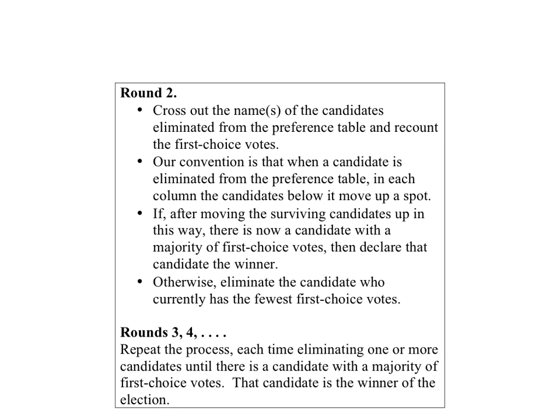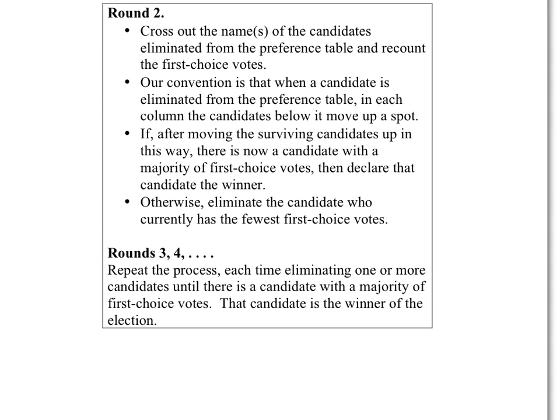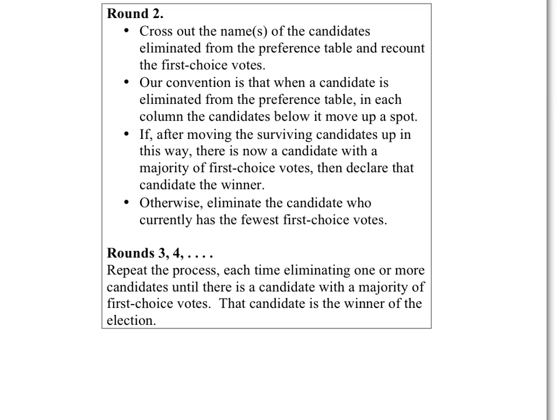But maybe there's still not a candidate with a majority of first choice votes at that stage. If you have a large number of candidates, then this could go on for a while. Right? So if there's no candidate with a majority of first choice votes in round 2, then you do it again. Eliminate the candidate who currently has fewest first choice votes. You just keep on going until you finally end up with some candidate with a majority of first choice votes. This process is going to end eventually.